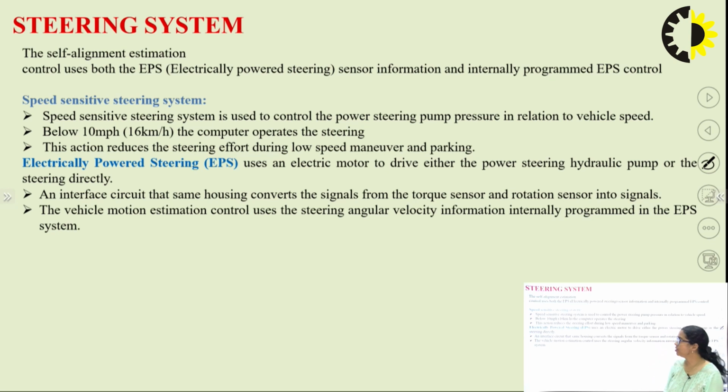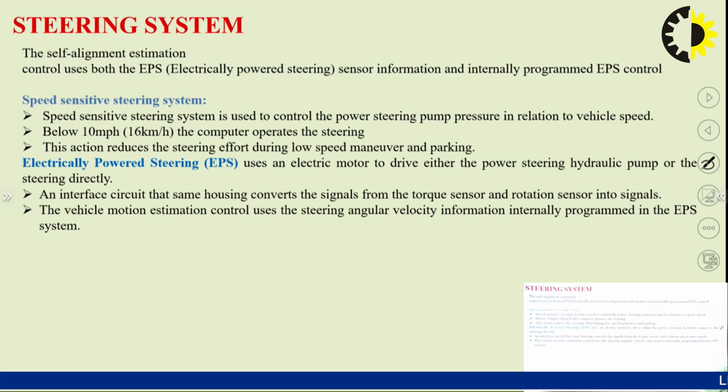Next is the steering system. The steering system basically controls the applied pressure between the steering system, the hydraulic pump and the wheels of the vehicle. There are advanced subsystems of steering: the speed sensitive steering system, and electrically powered steering. The speed sensitive steering system is used to control the power steering pump pressure in relation to vehicle speed, below 16 km/h. This steering is computer operated. This action reduces the steering effort during low speed maneuvers and parking.